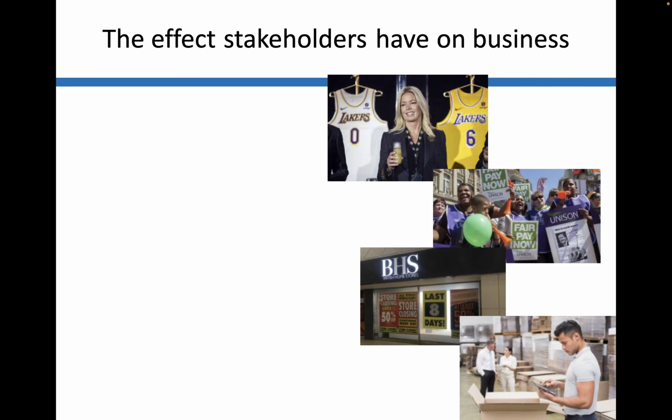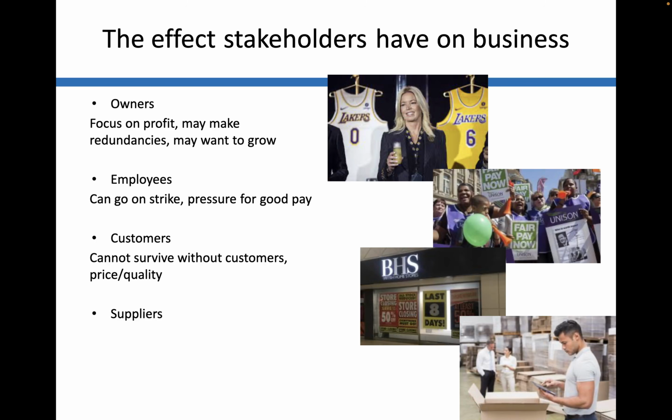The effect stakeholders have on business. So these are basically the stakeholders and these are sort of things that they're wanting, or the effect, the impact they're having. So owners, again, they want to focus on profit. They may need to make redundancies, so sack people if it's not being cost effective. They should really want the business to grow and to do better.